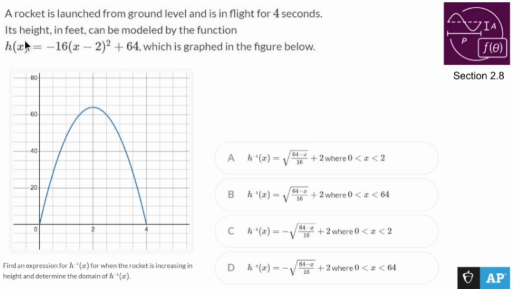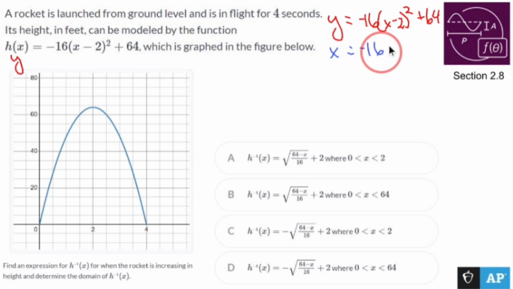In order for you to find the inverse, the first thing I want to do is turn any f of x's, or in this case, h of x's, into y, because that helps me understand the math better. My little ADHD brain can't handle an h of x floating around. So let me rewrite this out. y equals negative 16 times (x minus 2) squared plus 64. Second thing that you're going to do is swap your x and your y values. So y is now x and x is now y. x equals negative 16 times (y minus 2) squared plus 64.